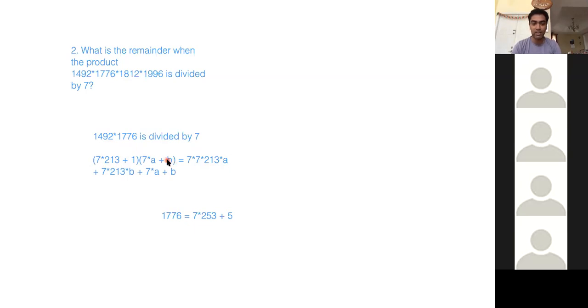Now, when I multiply this out, all the terms have a multiple of 7 except the product of the two remainders. So basically, if I'm asking you what's the product of these two divided by 7, the remainder of that is the same as taking the remainder of this term by 7 and the remainder of this term by 7. So if I wanted to do it for the 4 terms, I don't need to multiply it all out, divide by 7. I can take the remainder of this by 7, this by 7, this by 7, and this by 7, and solve for that.